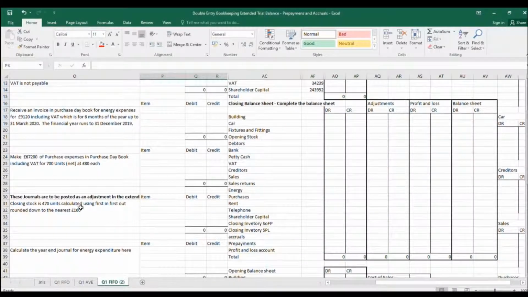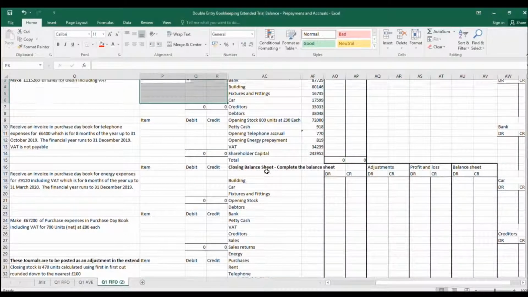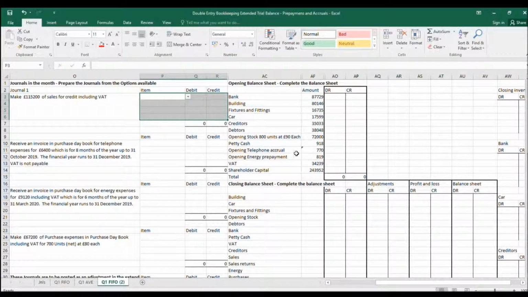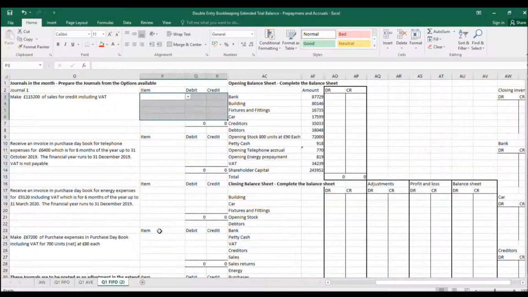And we've got down here some more invoices which we're going to post during the year. And we've got an opening balance sheet. And it's interesting, what we've got now here is some accruals and prepayments have appeared. And we've got to do some closing stock adjustments, and we've also got some year-end journals for prepayments and expenditure. It's not told us which one it is there. We'll see how that appears.